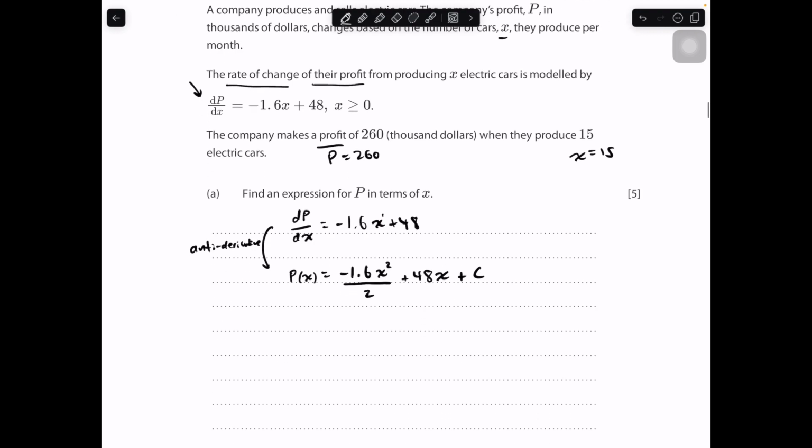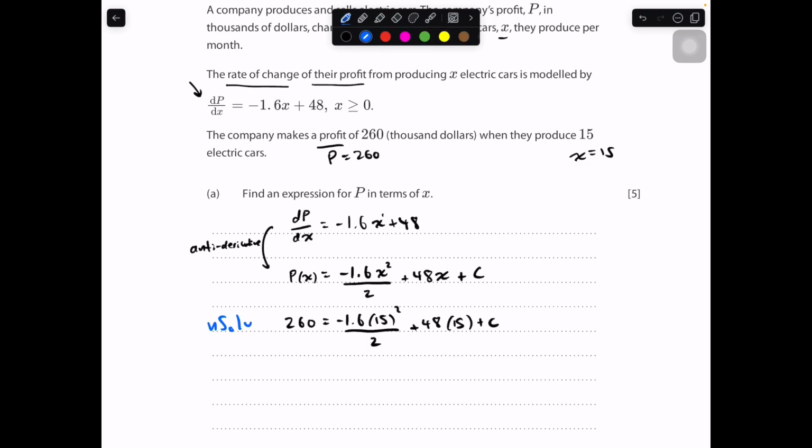All right, let's substitute those values. P is equal to 260. Our profit is $260,000 when they sell, what is it, 15 electric cars. So negative 1.6 times 15 squared over 2, plus 48 times 15, plus c. This time I'll go ahead and solve it as well, so let's go to the calculator screen.